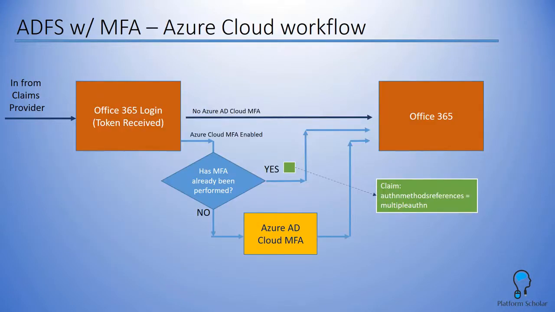Here is the workflow for the Cloud MFA in Azure. First, a token is received from a claims provider. If the user does not have Azure MFA enabled, then nothing happens and the user is let in. If the user does have MFA in the cloud enabled, then it checks to see if MFA has already been performed on-site by looking at that authn method references claim. If this claim is set to multiple authn, then no MFA is performed and the user gets to their homepage or their application. If this claim is not present or the value is not recognized, then the cloud MFA is performed before the user can get in. Again, setting this claim artificially can help bypass MFA.